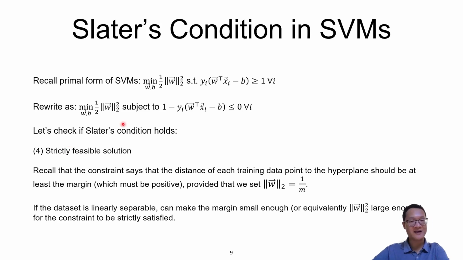And lastly, we need to argue that in the SVM problem, there exists a strictly feasible solution. We didn't show this mathematically; we showed it geometrically by arguing that the constraint is saying that the distance of each training point to the hyperplane should be at least the margin. That was the meaning of the constraint, and we set the margin to be 1 over the 2-norm of W. So if we assume that the data set is linearly separable, we can always make the margin small enough for the constraint to be strictly satisfied.